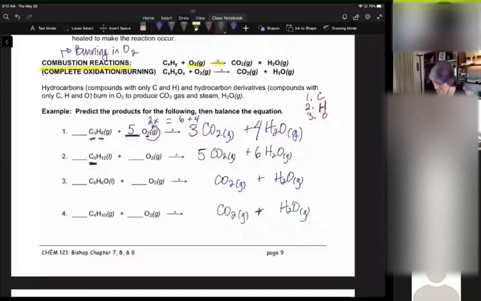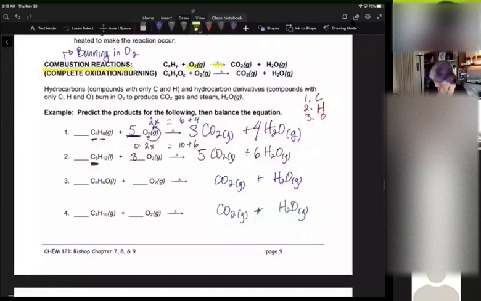Then we need to look at the oxygen. So for oxygen, I have 2x. The arrow is my equals, and I have 10 plus 6. So we can just solve for x. X must be 8.